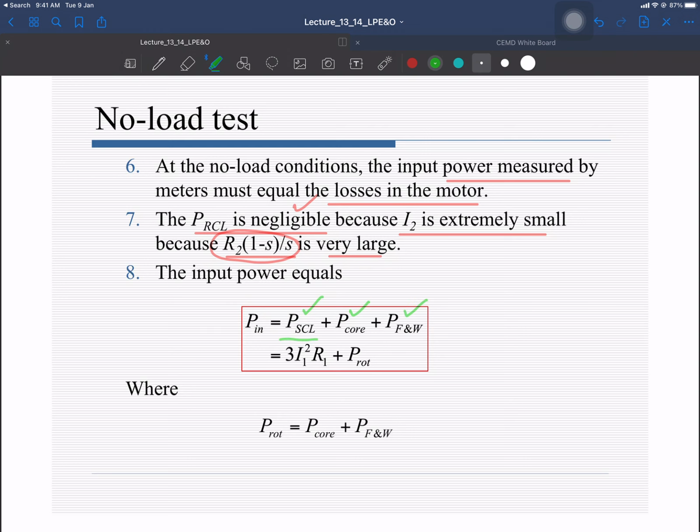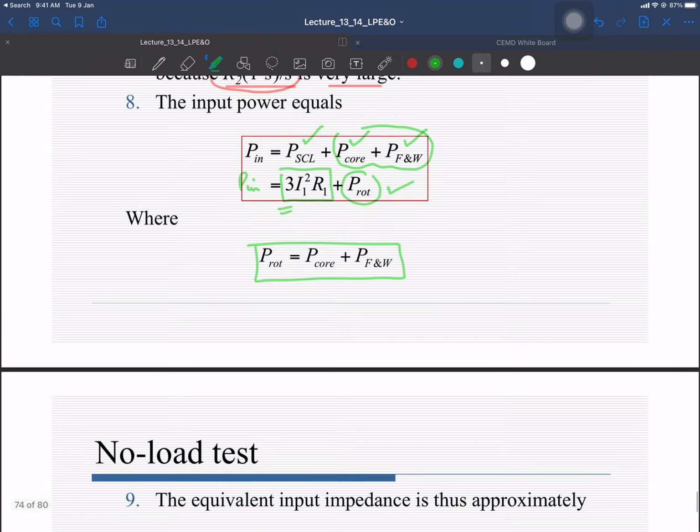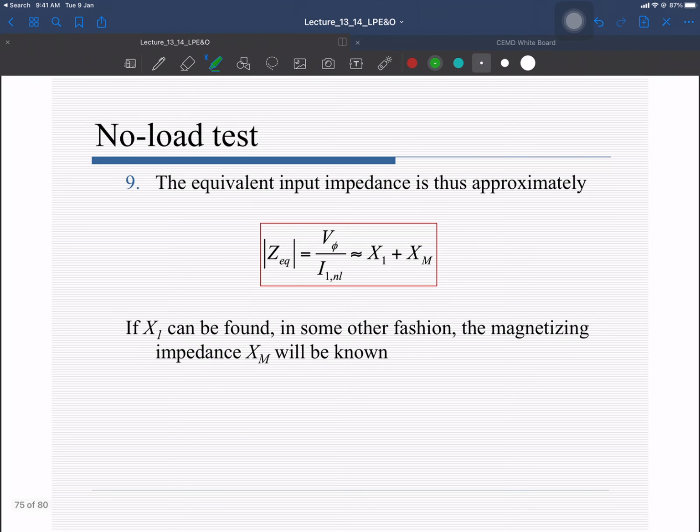And the stator copper loss is 3 into I1 square into R1. So combining all of them together, we are going to call them the rotational losses. So input power is equal to the stator copper loss and the rotational loss. So rotational loss is given by this expression. Okay, now from the no load test, you can find out the equivalent impedance, that is X1 plus Xm basically.